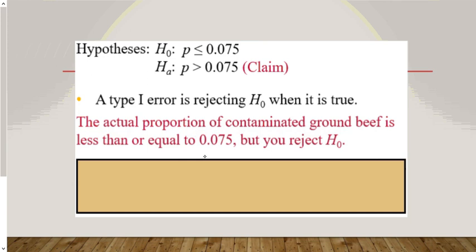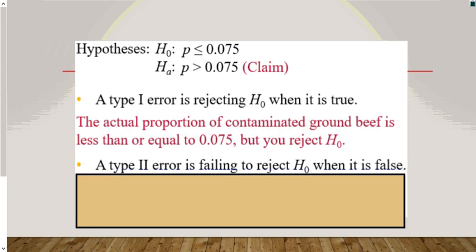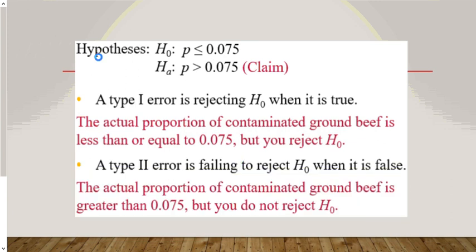Now let's think about what a type 2 error would be. A type 2 is when you fail to reject, but you should. A type 2 error is failing to reject the null when it's false. Maybe the evidence that you get doesn't actually cause you to reject. So if that's the case, then the actual proportion of ground beef is higher, but you didn't reject it. That means it has a very high contamination rate, but you didn't reject it. I hope I said that right earlier.